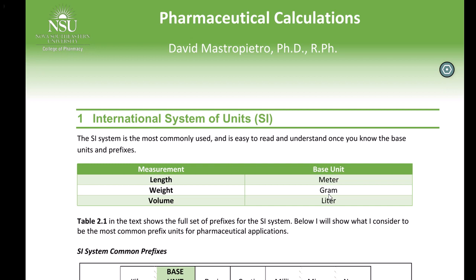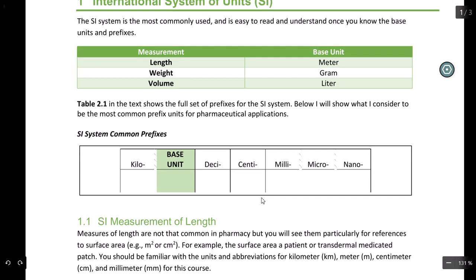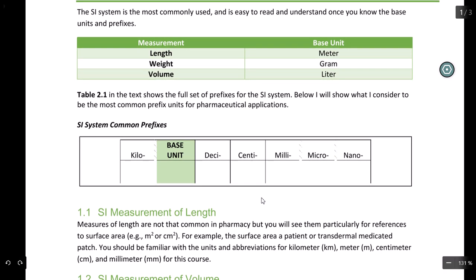So the measurement of length, we need to know something called the base unit, which is the meter. In weight, the base unit is the gram, and in volume, the base unit is the liter. The reason why we call it a base unit is because we're going to be using that term and transitioning them into different units associated with groups of 10.